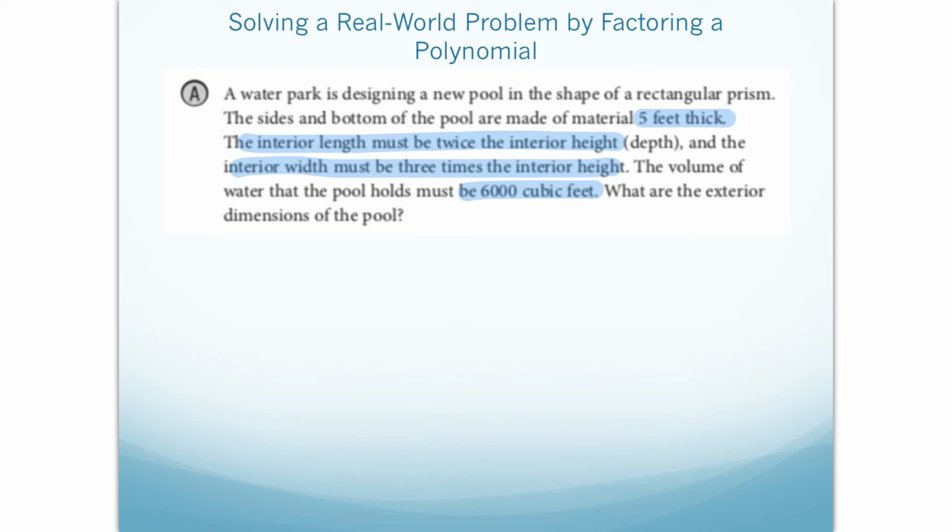So the height will be x, but because they want the exterior height, we have to include the thickness of the walls, so it'll be x minus 5. Now it says that the length must be twice the interior height, so we have to multiply the height by 2. So we distribute the 2, we get 2x minus 10. Then it says the interior width must be 3 times. So 3 times x minus 5 will be 3x minus 15.